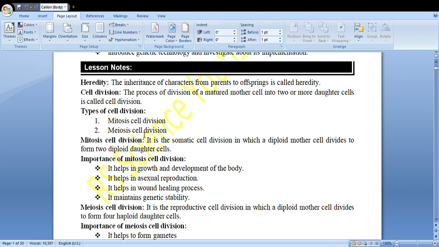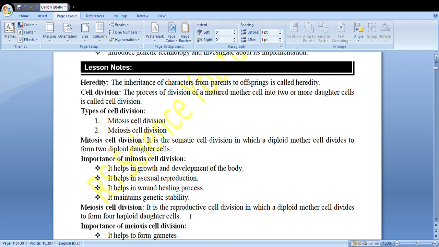There are basically two types of cell division. Mitosis cell division is the somatic cell division in which a diploid mother cell divides to form two diploid daughter cells. Importance of mitosis cell division: it helps in growth and development of the body, it helps in asexual reproduction, it helps in wound healing process, it maintains genetic stability.